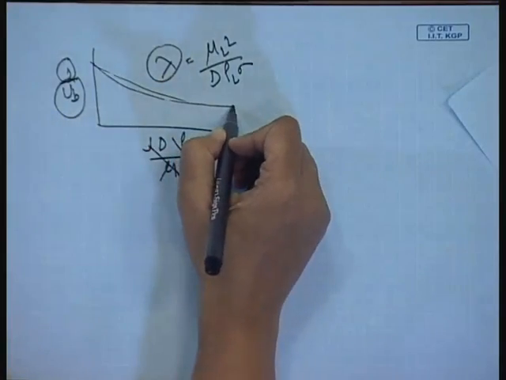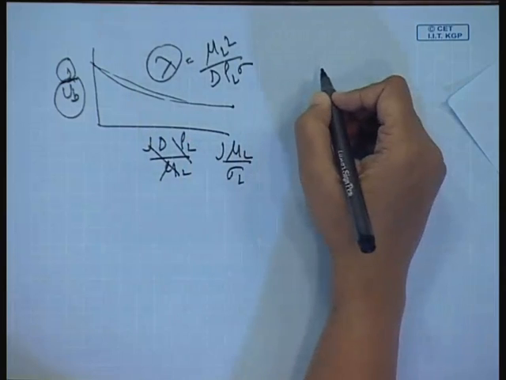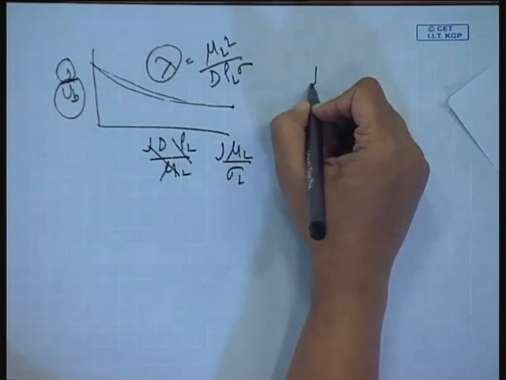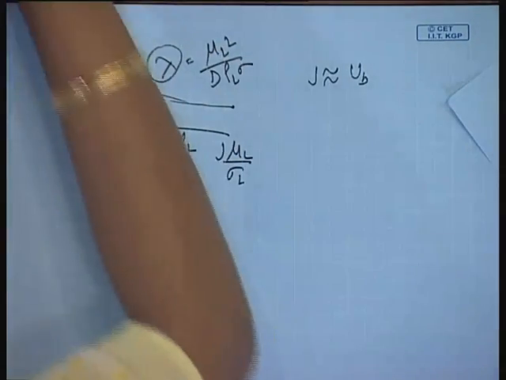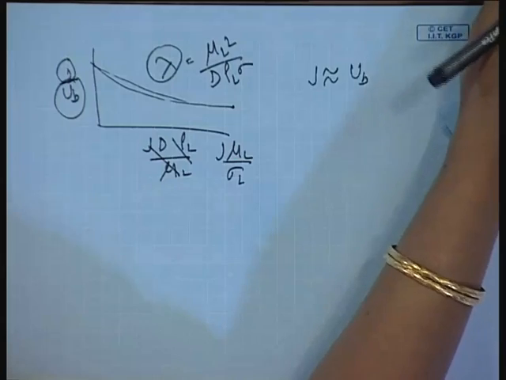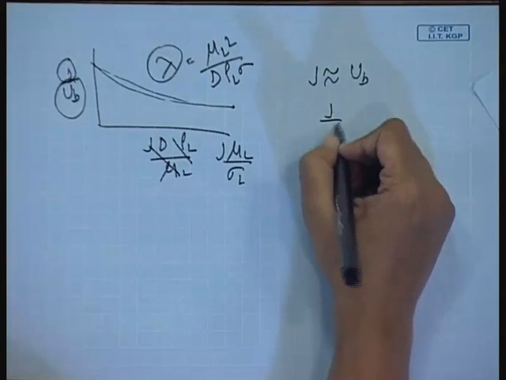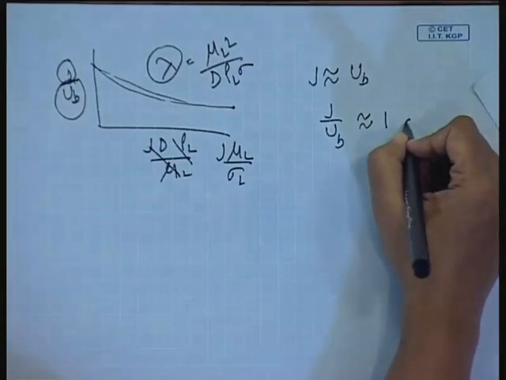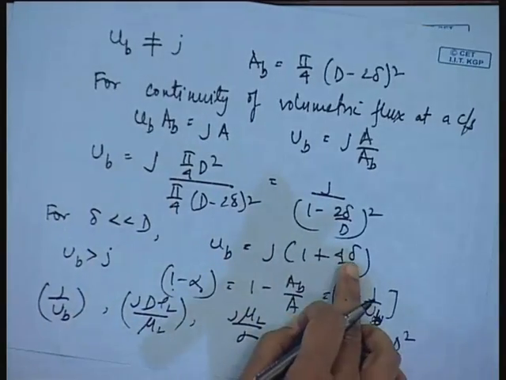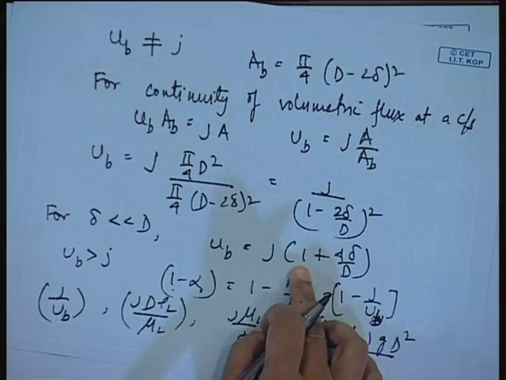Usually we find that in a graph obtained for very low velocity, J is almost equal to UB, isn't it? When the velocity is very low, J is almost equal to UB, or in other words J by UB is almost equal to 1. And if J by UB is equal to 1, then in that case delta has to be much less than 1. Do you agree with me?